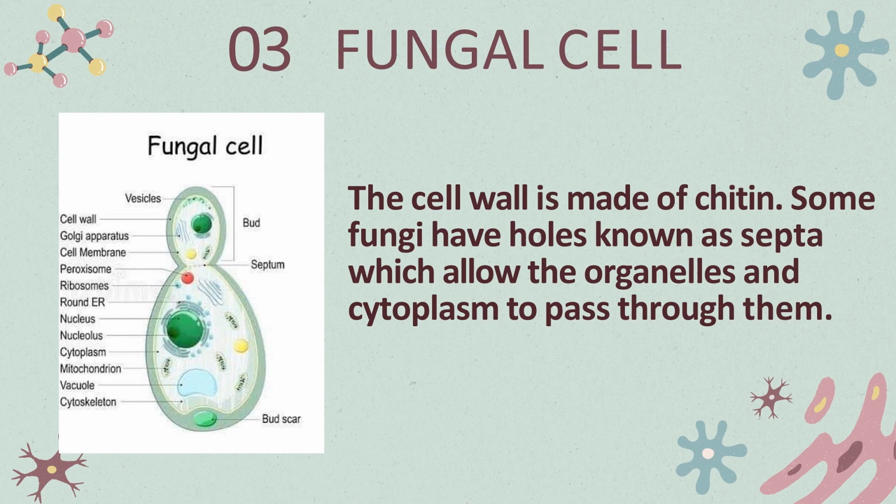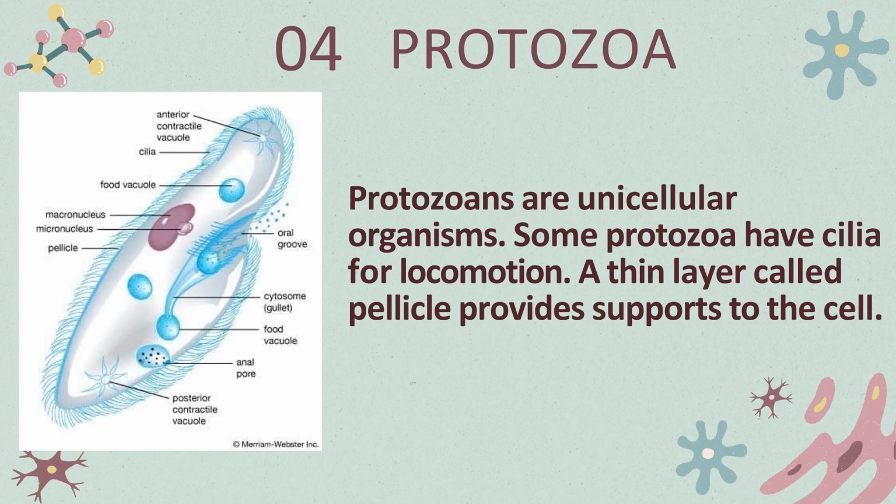The cell wall is made of chitin. Some fungi have holes known as septa, which allow the organelles and cytoplasm to pass through them. Fourth is the protozoa. Protozoans are unicellular organisms. Some protozoa have cilia for locomotion, or a thin layer called pellicle provides support to the cell.